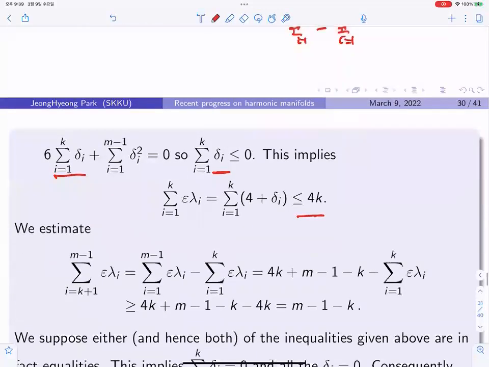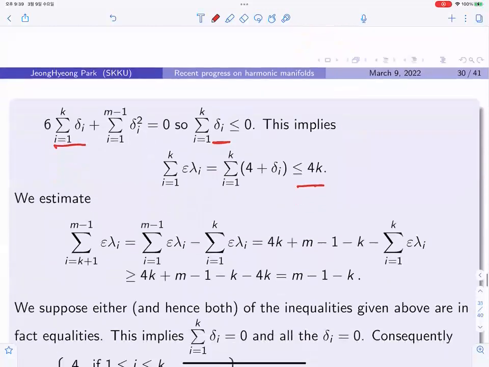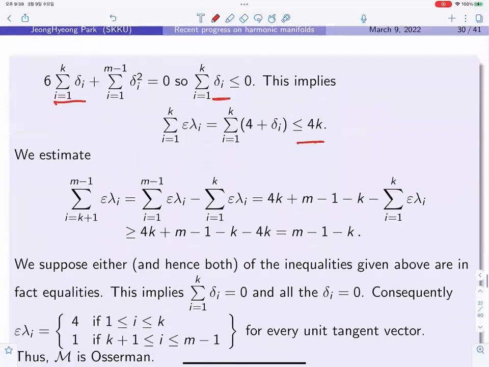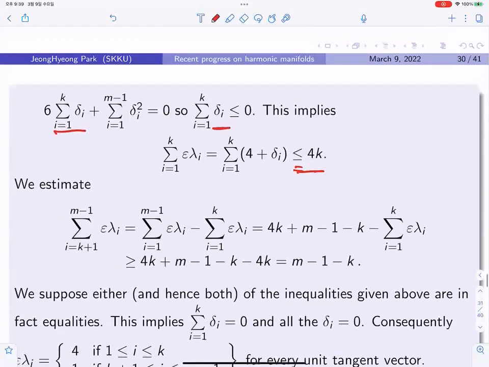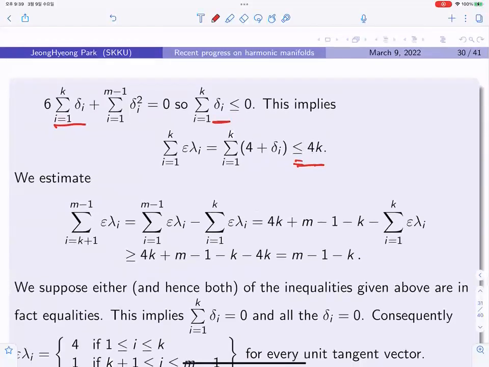So we estimate this one, and suppose all the equalities hold. Then this implies that if this is equality, then this is zero, which we used here, and this is non-negative. So all the lambda i are zero.